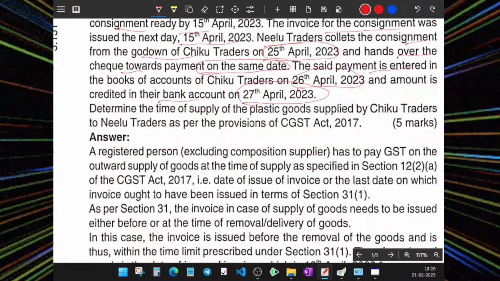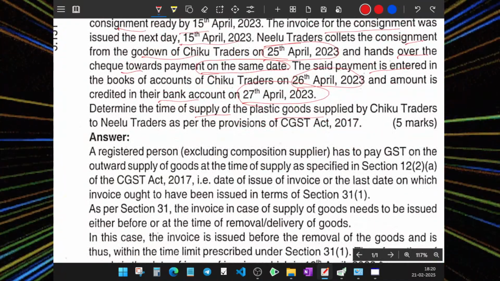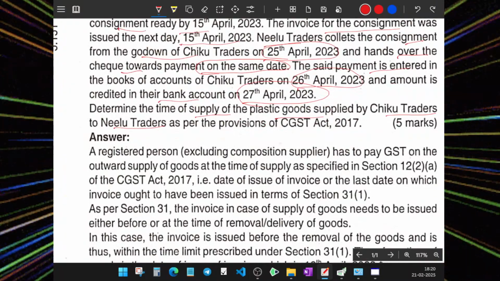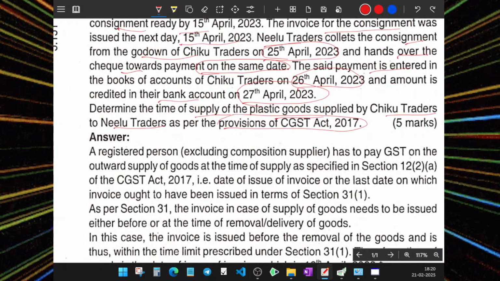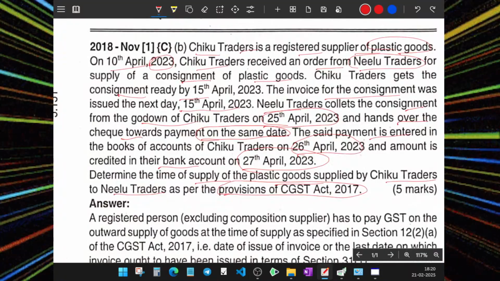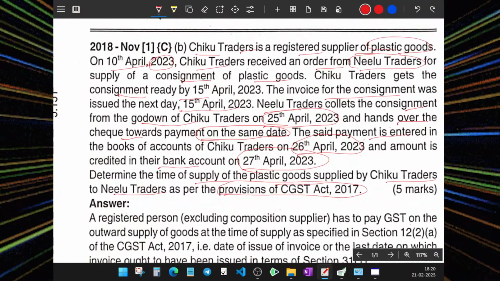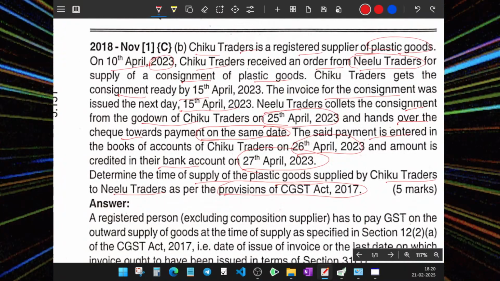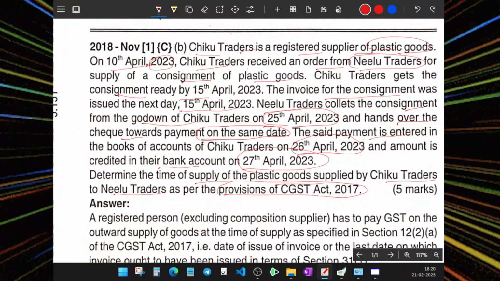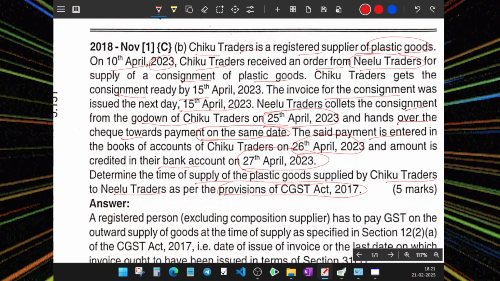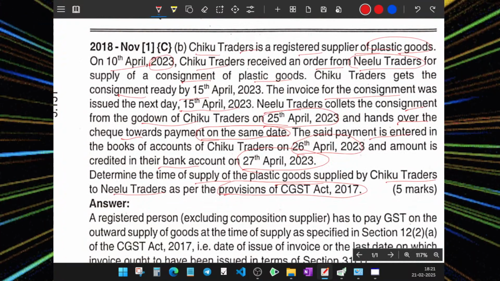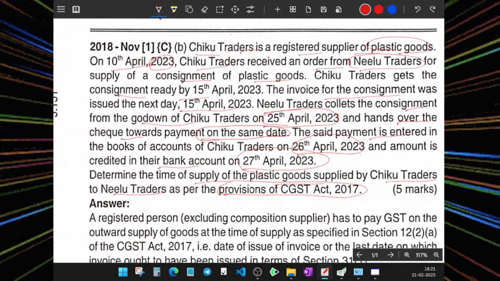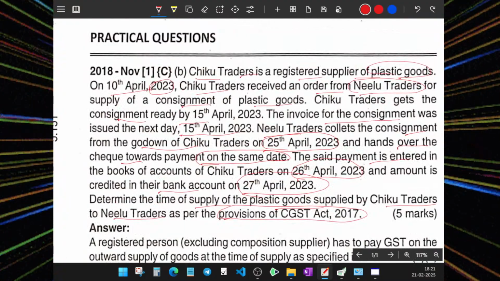Determine the time of supply of plastic goods supplied by Chico Traders to Nilo Traders as per the provisions of the CGST Act 2017. First, what is it? Is it goods or service? It's goods. Whether this is taxable or non-taxable: it is a taxable supply, so it comes under the regime of GST.